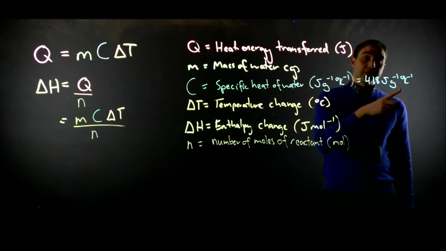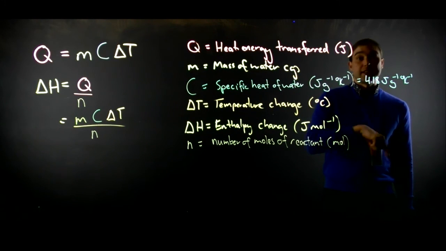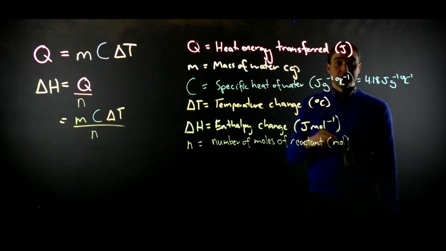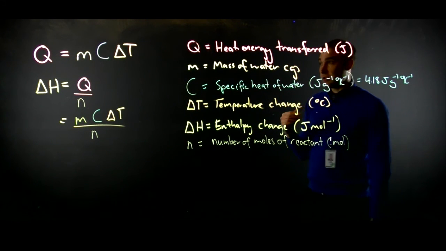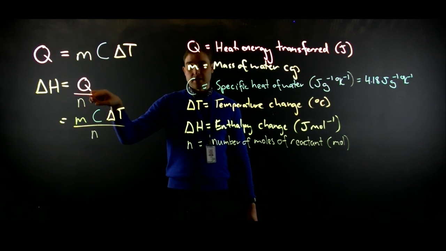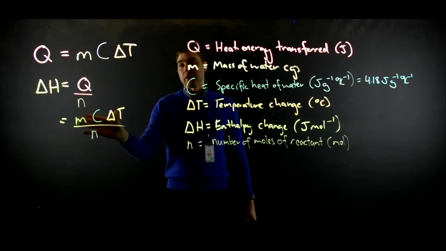A degree Kelvin is the same magnitude as a degree Celsius, it just starts at a different place. Delta T up here is our temperature change, and that's measured in degrees Celsius: our final temperature take our initial temperature. I've expanded the equation down here, delta H equals Q on n, because this is the one you're given. I've expanded it to put the Q values in here.